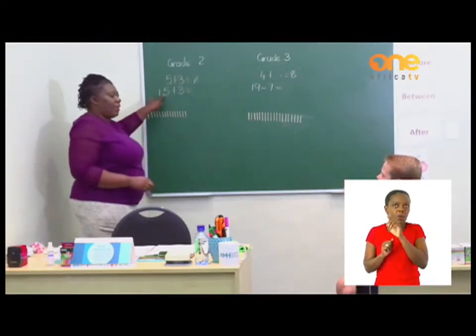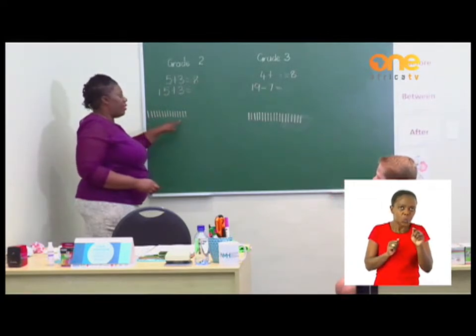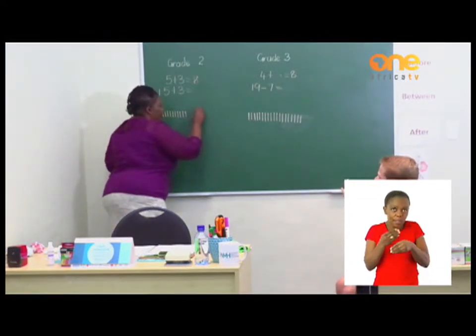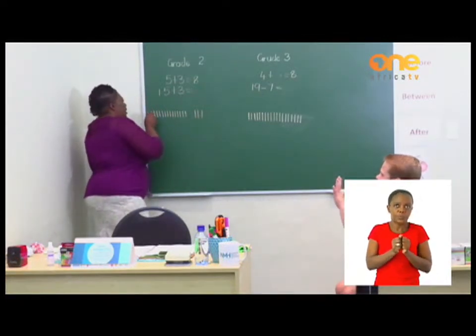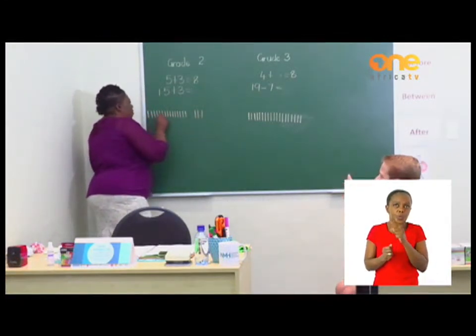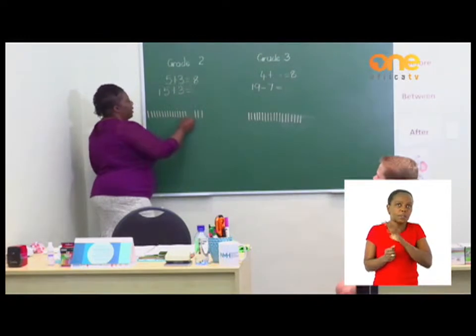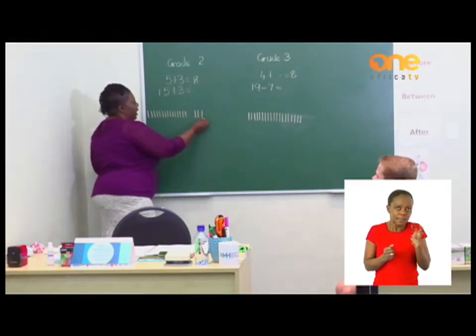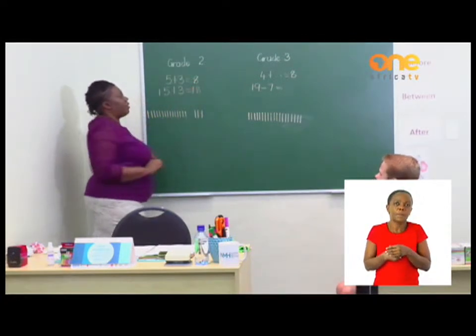15 is a bigger number, so I've written 15 sticks, and I'm going to count on 3. I'm going to add 3 more. Let us count on together how many we are going to get. 1, 2, 3, 4, 5, 6, 7, 8, 9, 10, 11, 12, 13, 14, 15, 16, 17, 18. We're going to get 18.